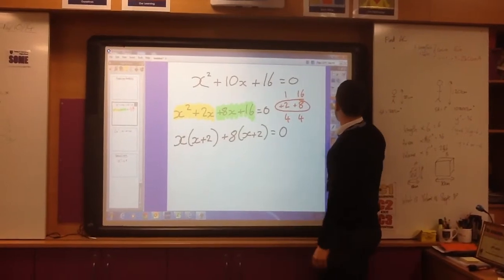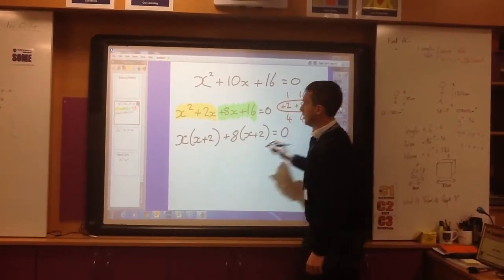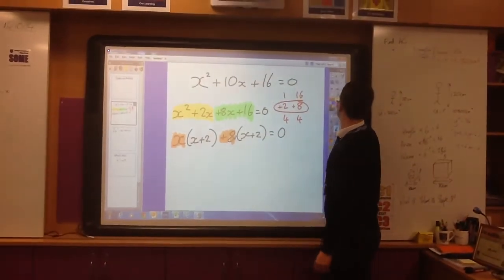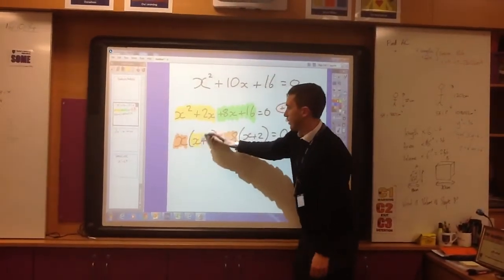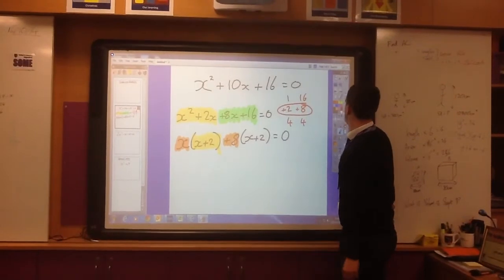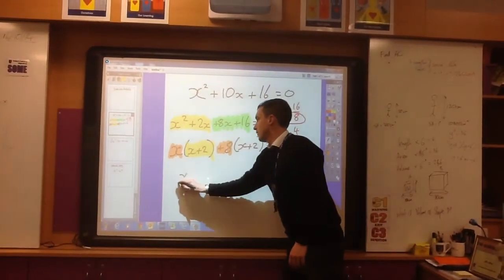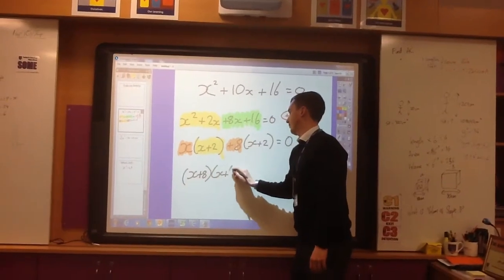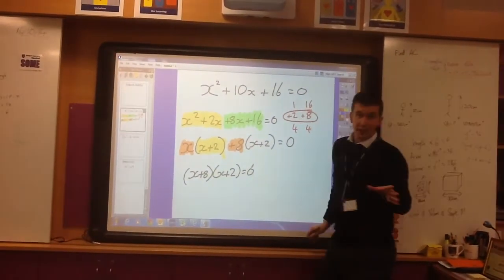So we've actually now got our 2 answers. One bracket is going to be x plus 8. And the other bracket is our x plus 2. So we end up with x plus 8 and x plus 2. It's 0, so that's the factorising done.